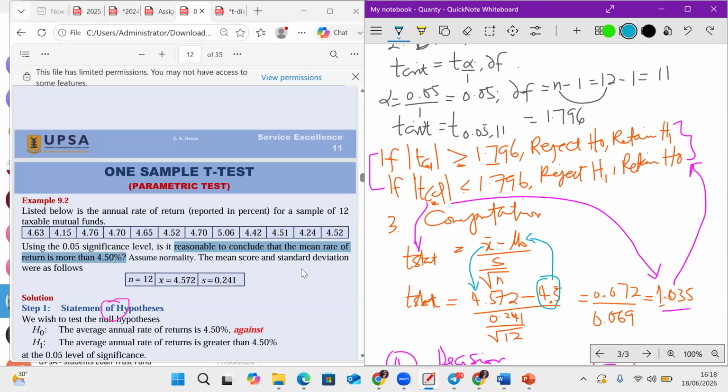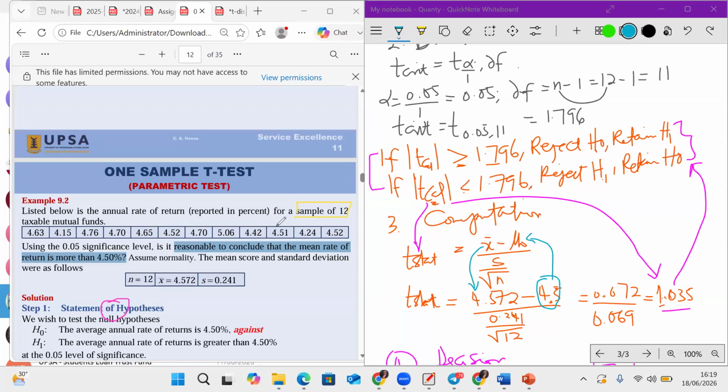Is the population mean the one that you have highlighted as green? Yes. And the sample mean, why are we saying sample? Look at the description here. Pay attention. It says, listed below is the annual rate of return for a sample of 12 taxable mutual funds. Are there only 12 mutual funds? No, there are so many, but they only took 12.